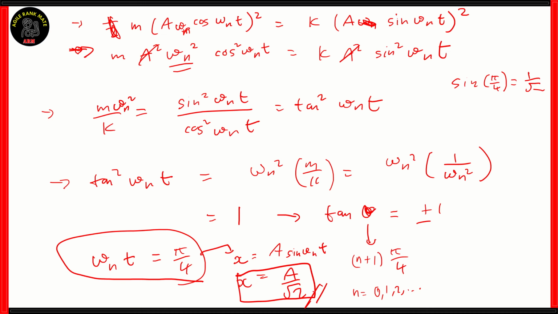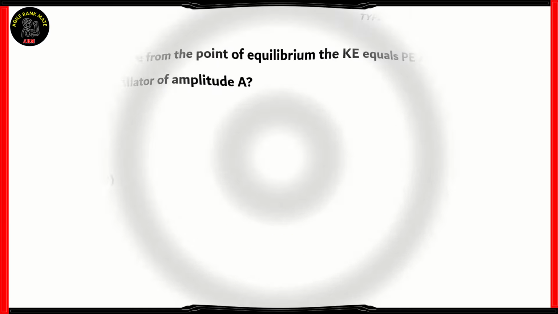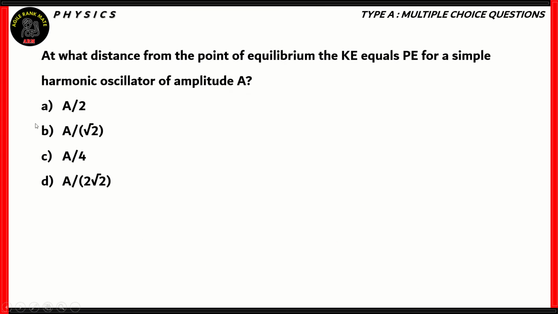So x here stands for the distance from the center, and A here stands for the amplitude. So therefore x here turns out to be A over root 2. So therefore, if you look at the question, it is clear that for this question, option B turns out to be the right option. So the process looks long and complicated.